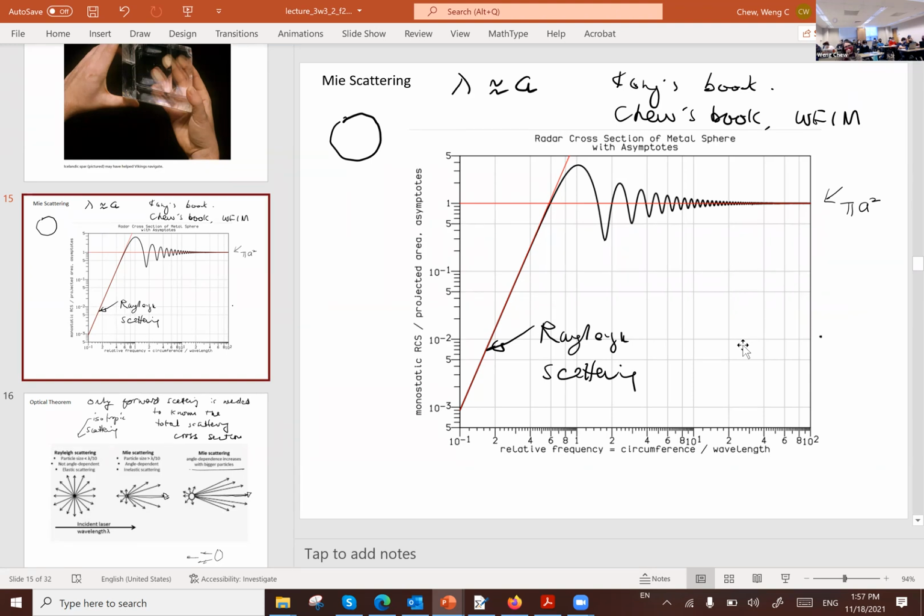Of course, we talk about rods and cones in the eyes and so on. It's a more complicated subject. It has something to do with biology, human psychology, and the property of light.